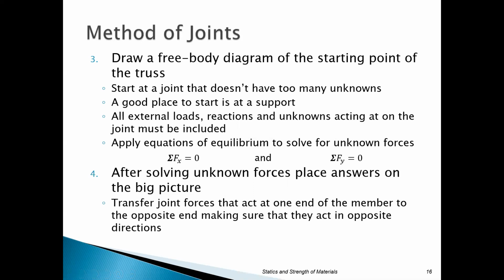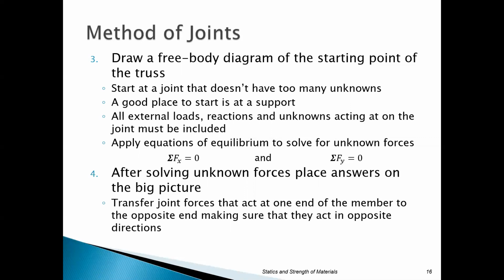Once you figure out where you're going to start, and you've drawn your free body diagram and brought all the stuff into it, then you're going to apply equations of equilibrium. So you have sum of forces in X, sum of forces in Y, and that's it. That's all you have. After you solve your unknown forces, you're going to place your answers on that big picture, and then you transfer forces that are acting at one end of the member to the opposite end. So what it does is it gives you opposite directions. Sometimes that's referred to as flip-flopping. That's probably one of the hardest processes right there, but we'll look at that.